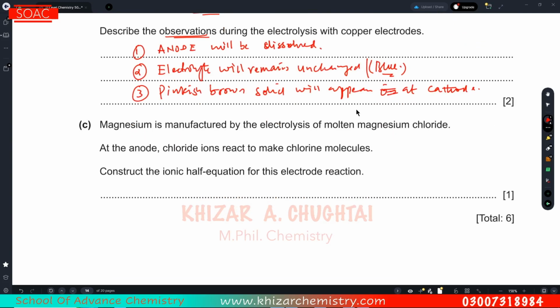Come to the next one. Magnesium is manufactured by electrolysis of molten magnesium chloride. At the anode, chloride ions react to make chlorine molecules. Construct the ionic half equation for this reaction. So 2 moles of Cl negative ions go towards the anode. They lose 2 moles of electrons and make 1 mole of Cl2 gas. So this is the perfect ionic equation. We will write liquid for state symbols in case of molten and so on.